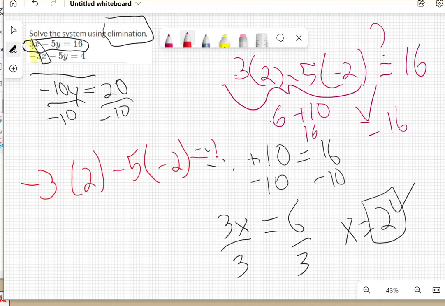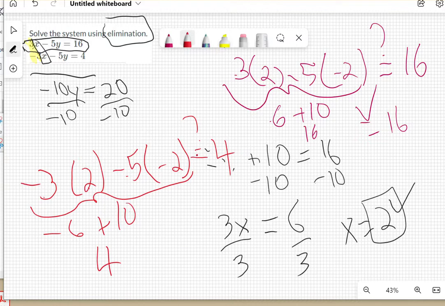That should equal 4. So I'm just checking by doing the math on the right-hand side. That's a negative 6. That's plus 10. 10 minus 6 is 4. Does 4 equal 4? Yes, it does. It works in that one as well. So that's how you do the first one.